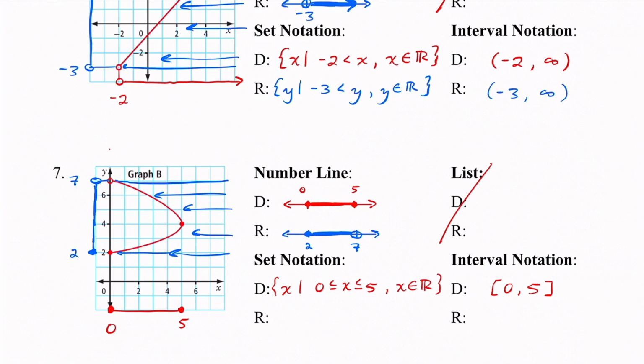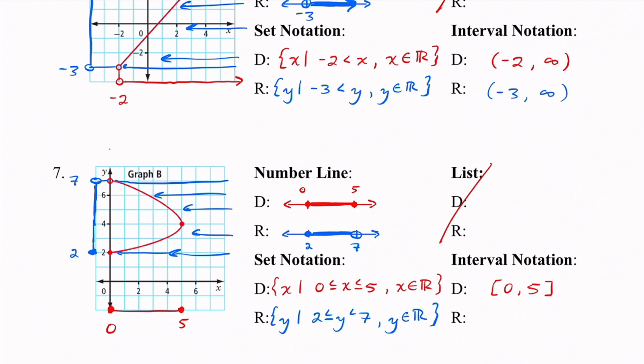For our set notation, we got y given that, and then put our curly bracket, and it went from 2 to 7, so 2 to 7. Put y in the middle and our inequalities, and then it didn't include the 7, so we can't put an equal sign there, but it did include the 2, so we can put an equal sign with that one. And then just put y is an element of the real numbers.